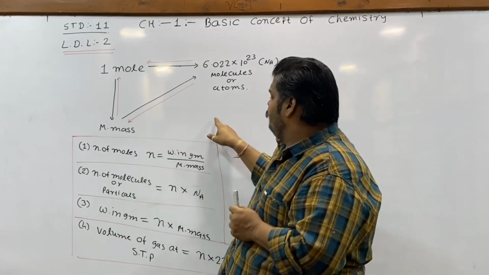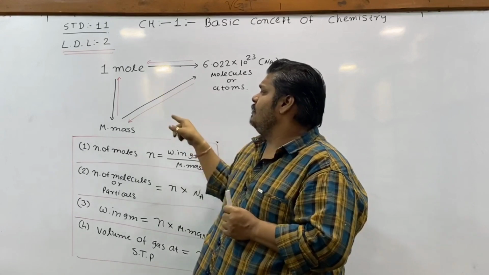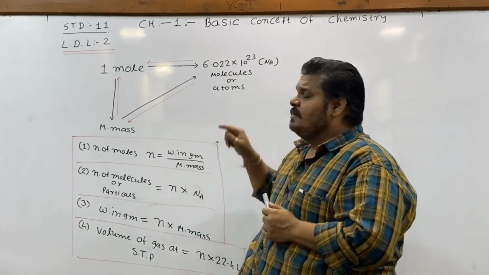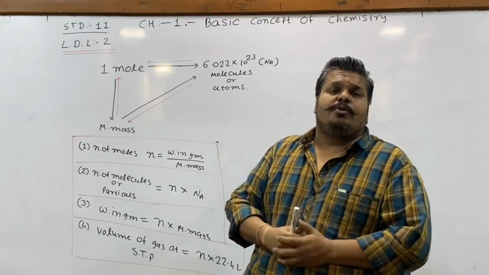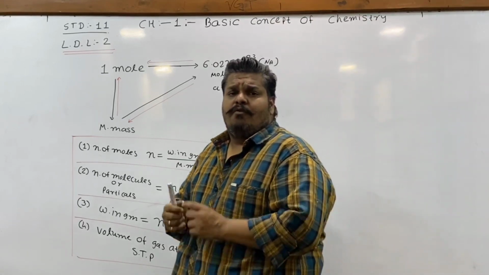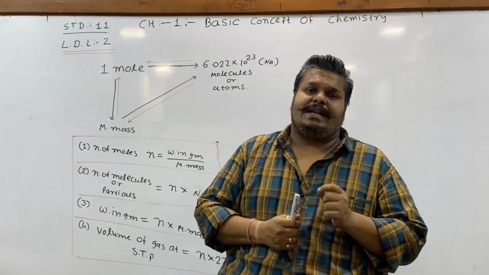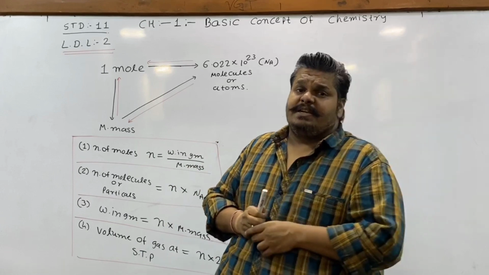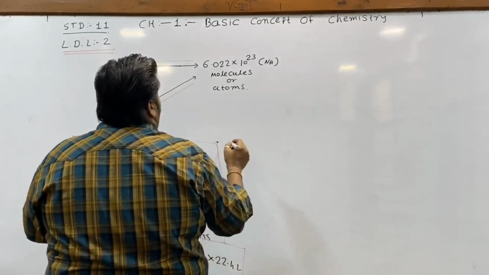Similarly, we have a fourth relation or a fourth aspect for the mole concept or fourth comparison for the mole concept called volume of a substance. Volume of a gaseous substance at STP. For 1 mole of a substance at STP, its volume is 22.4 liter.